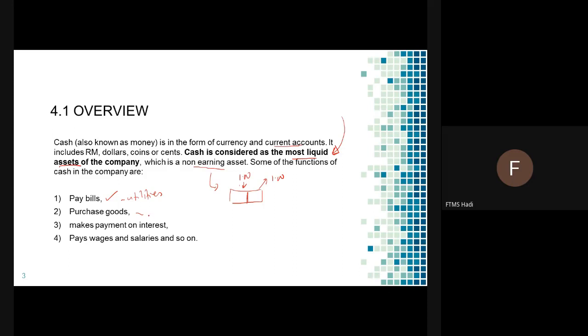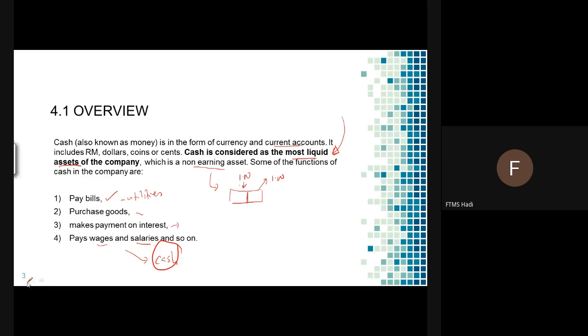The third one, makes payment on interest. This is whereby companies have a loan from the bank and they need to pay interest as well. Therefore, the interest is paid through cash as well. And the last one, pay wages and salaries and so on. Remember, if you work, you get wages and salaries, definitely in terms of cash. We never heard that you got salaries or wages by using another medium of exchange, like for example rocks or leaves. Definitely it is cash.